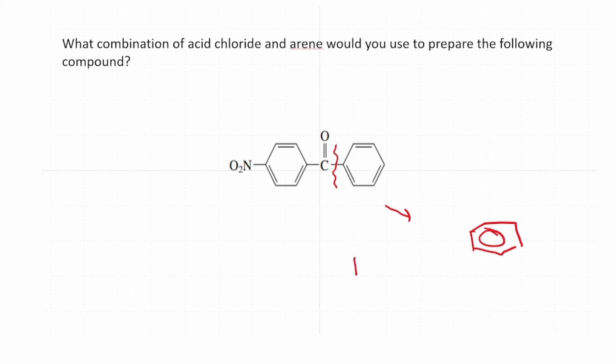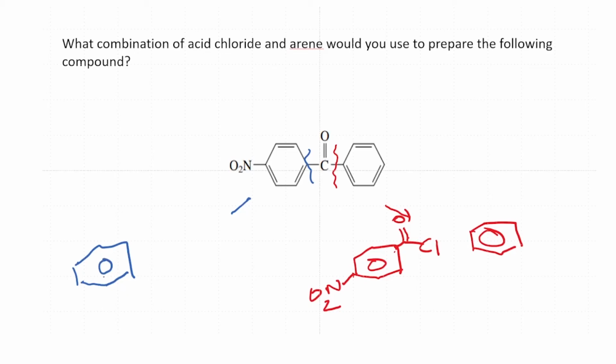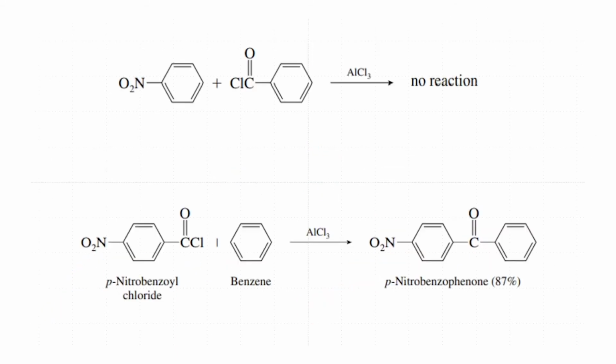and react it with 4-nitrobenzoyl chloride. Okay. Now, this is one choice. The second choice is that if we can break the bond as shown here. Now, this is going to be produced if you start with nitrobenzene and react it with benzoyl chloride. Okay. Now, let's just write out these choices in the next page.